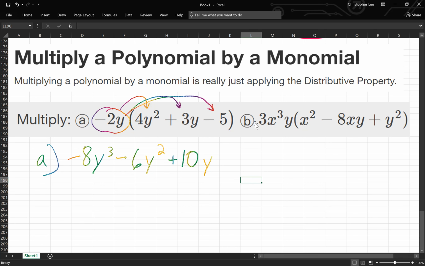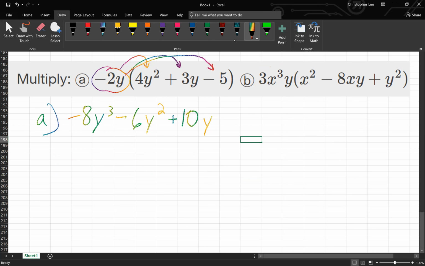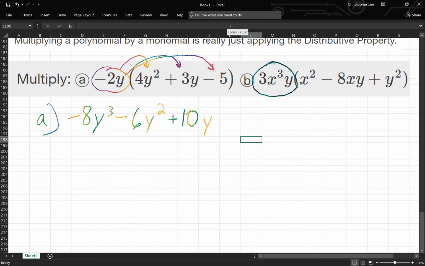All right, let's keep it moving then. Hello, can you hear me? Here's what I want to do. Same thing. I want to take the monomial on the outside and distribute it to every single term that's on the inside. So let's take a look.